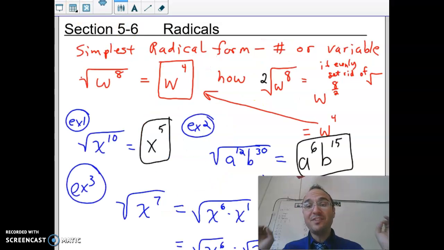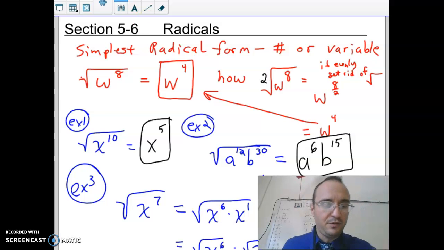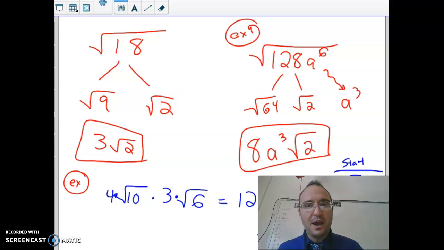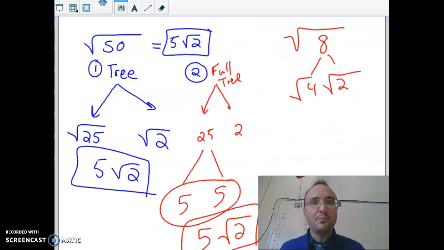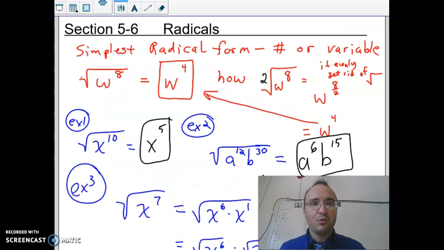Simplest radical form. When I say I want something in simplest radical form, let's use variables to describe this. We have something we can break down. I've seen all these tree methods, and I broke it down in all these ways too, but I'm going to bring it all the way back.